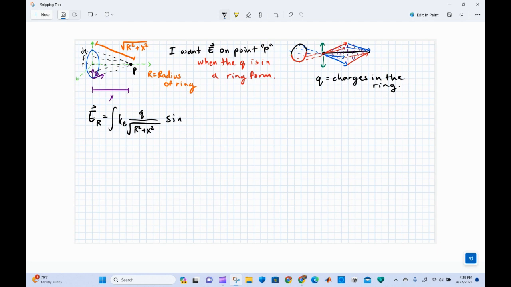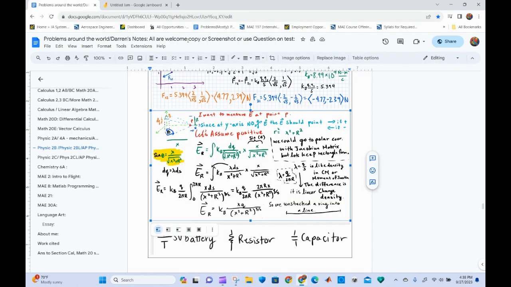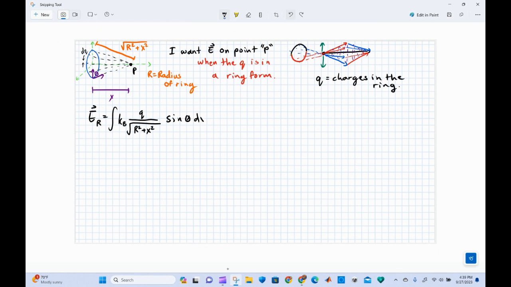And then we need sine theta, right? But it is in dx form, right? It's dx right now. Recently, it should be in, no, it's not. It's dq, sorry. It's a dq. Yeah, dq. Dq equals alpha dx. Alpha is the linear charge density.